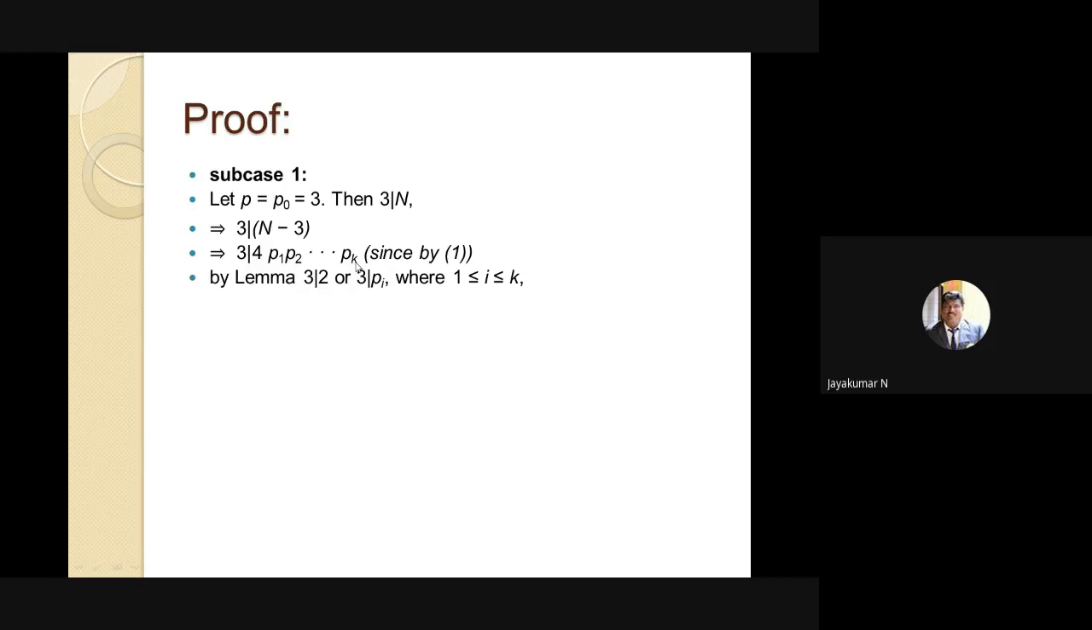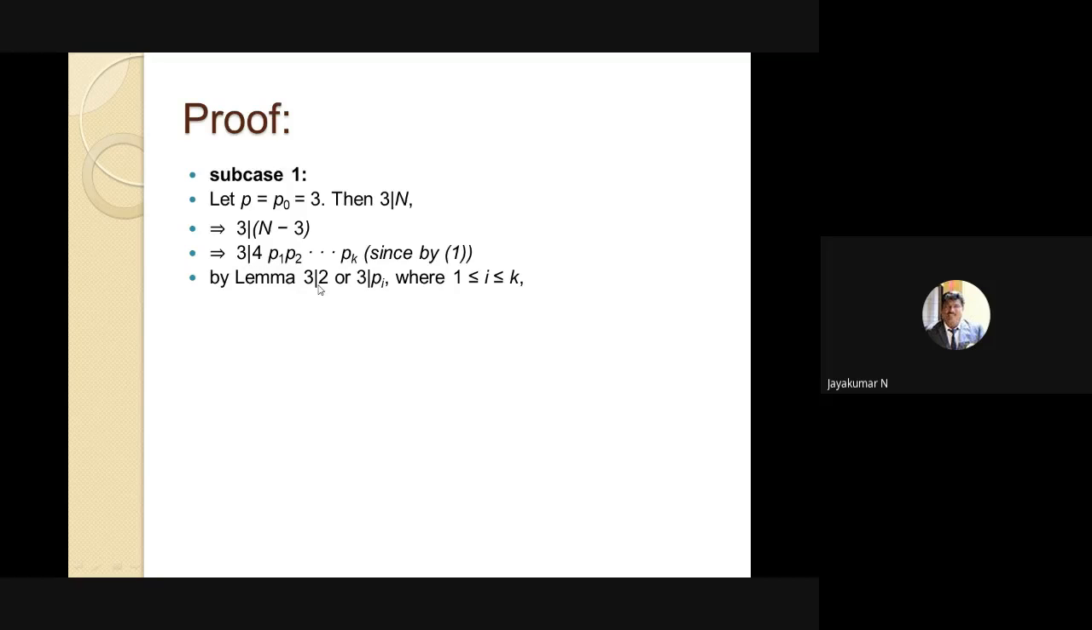P1, P2, P3, ..., Pk are greater than P naught. So 3 divides this product, which means 3 divides either 4 or P divides any one of the Pi. Because by Lemma 1, if P divides the product of integers, P must divide any one of the integers. So by this, 3 divides 4, otherwise you can say 2 into 2.